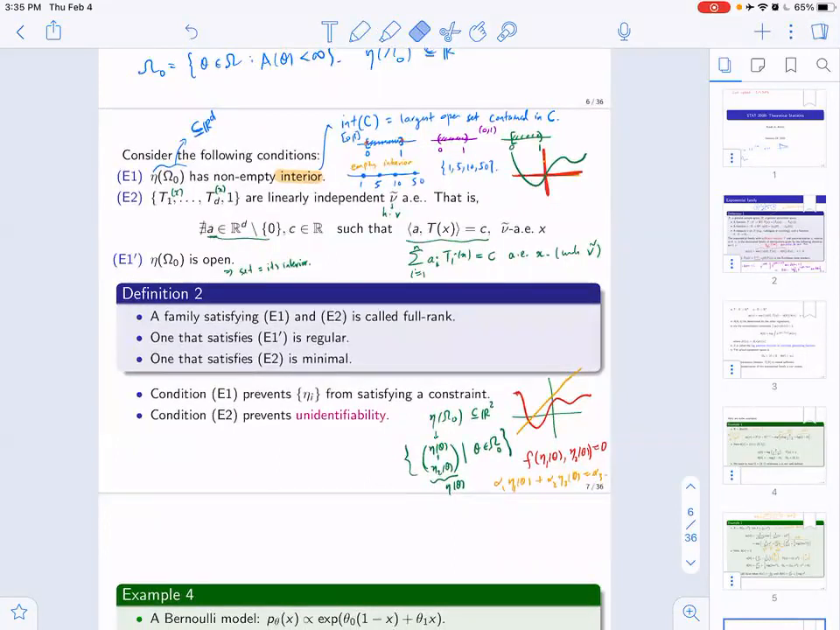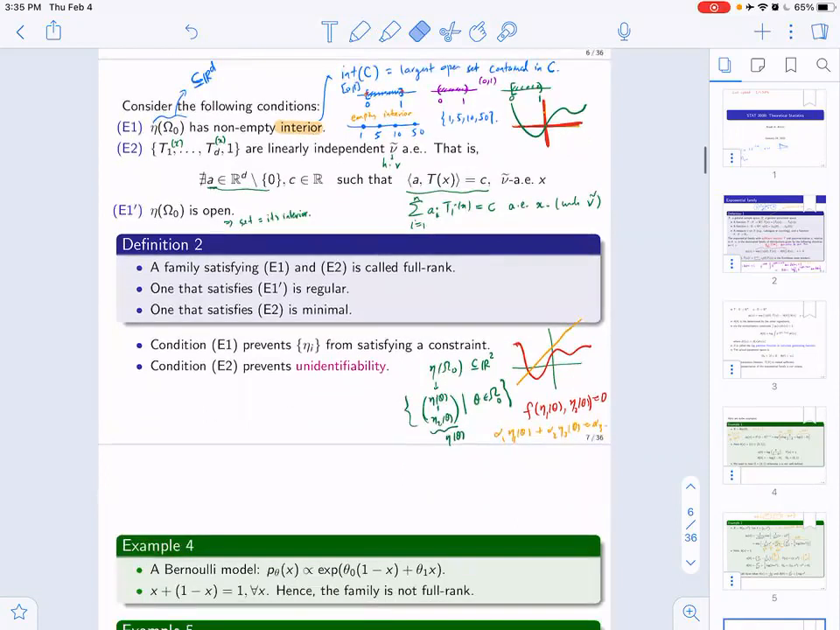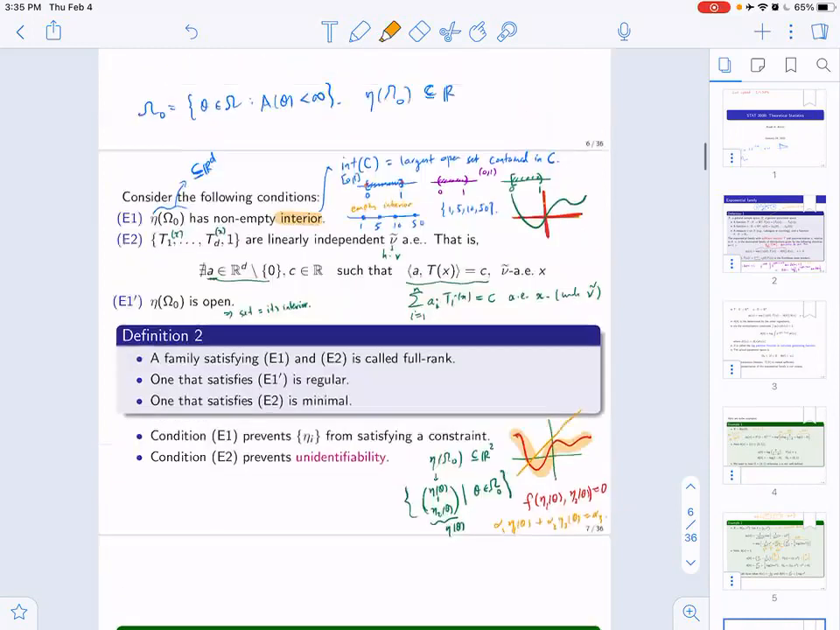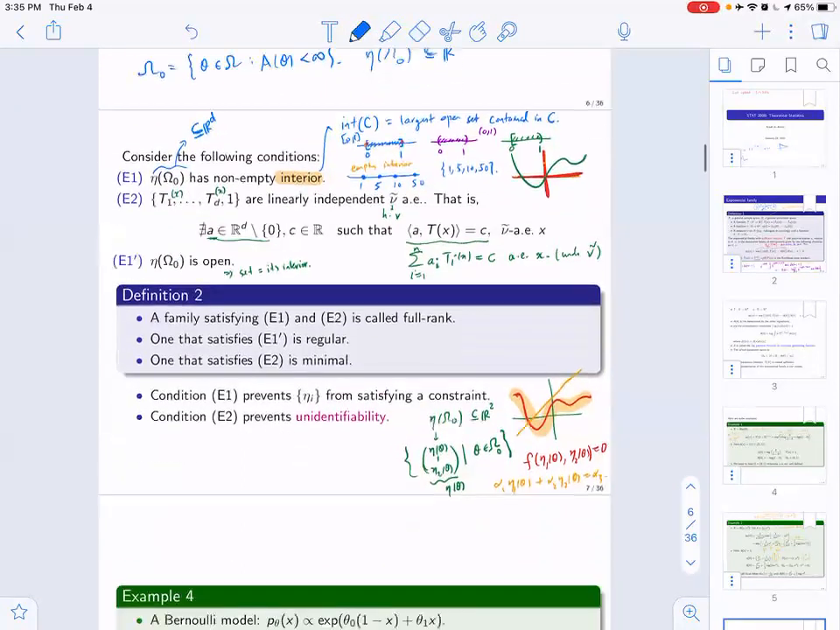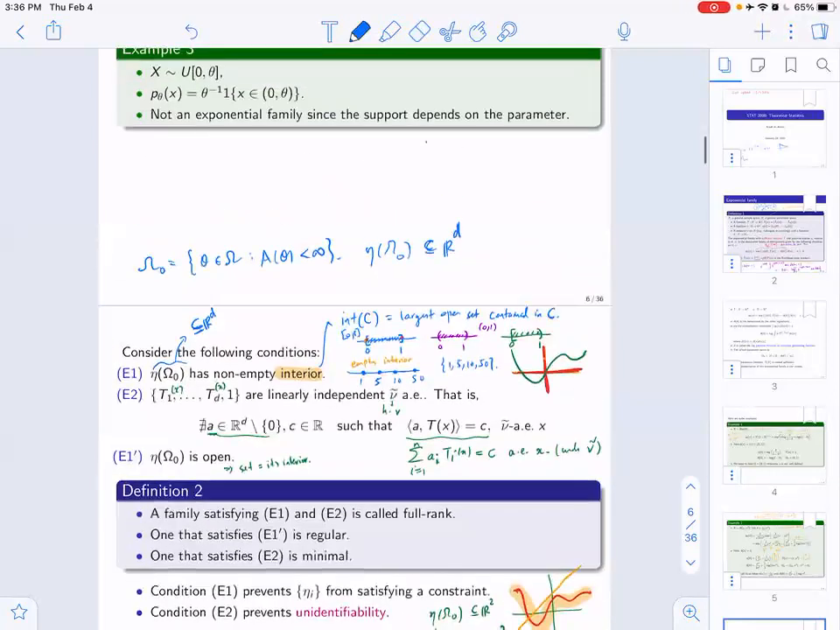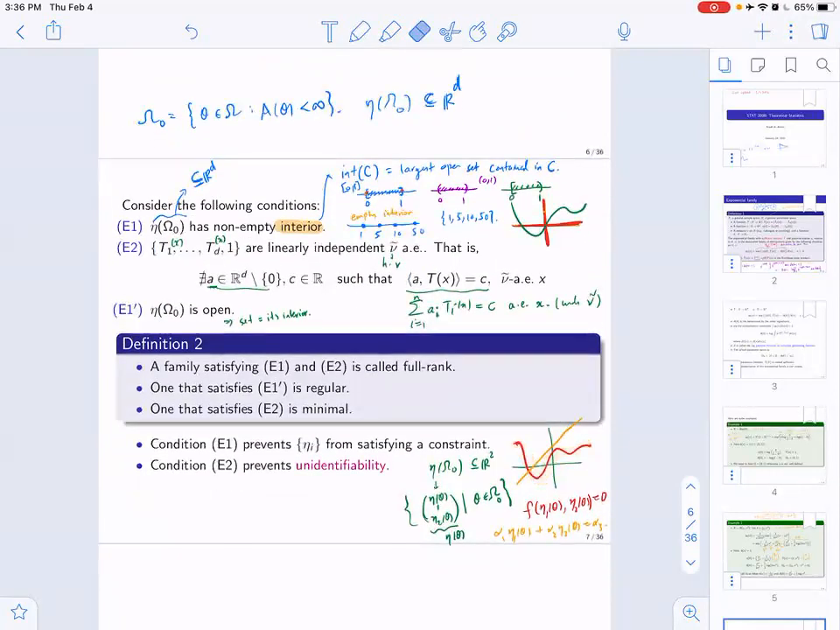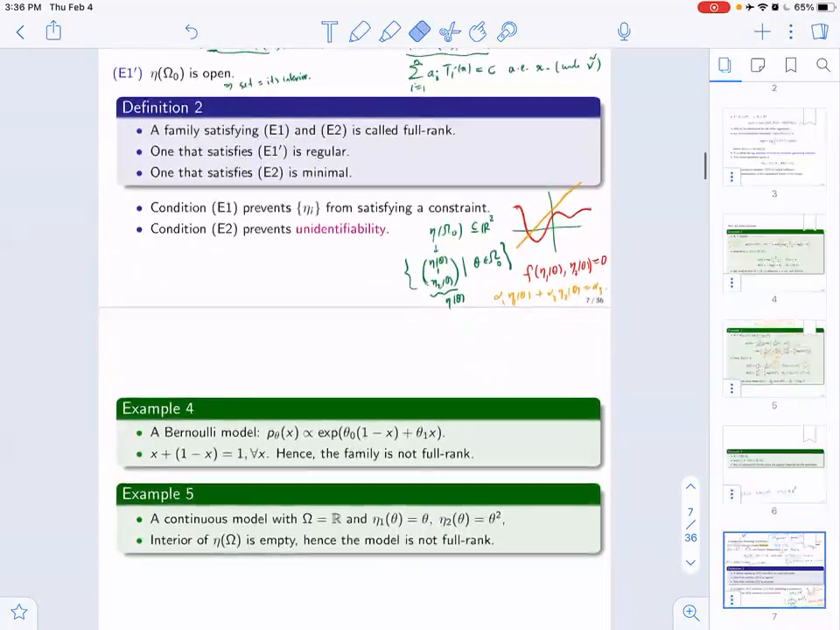And we talked a little bit about the implications. E1 generally prevents these parameterization functions from satisfying a non-trivial constraint, and we discussed this a little bit in the office hours. It's not a precise statement, but it's preventing cases, for example, where you have a curve. This is the image of Omega naught under eta, and you don't want this to look like a lower dimensional subset of R^d. You want it to be a full dimensional object, whereas these curves or lines, things like this, are not full dimensional, say in R^2.